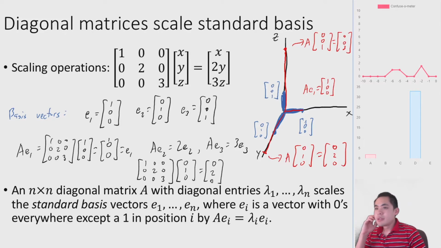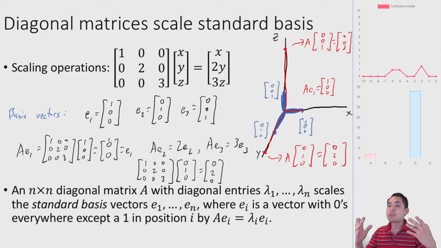Okay, so this is what a diagonal matrix does, and this is why diagonal matrices are relatively easy to understand. You can also understand that the determinant of this matrix is going to be 6, because you're just multiplying the entries together along the diagonal. That's what you're scaling the volume of a unit cube by, because you're scaling one side by 1, one side by 2, and one side by 3.